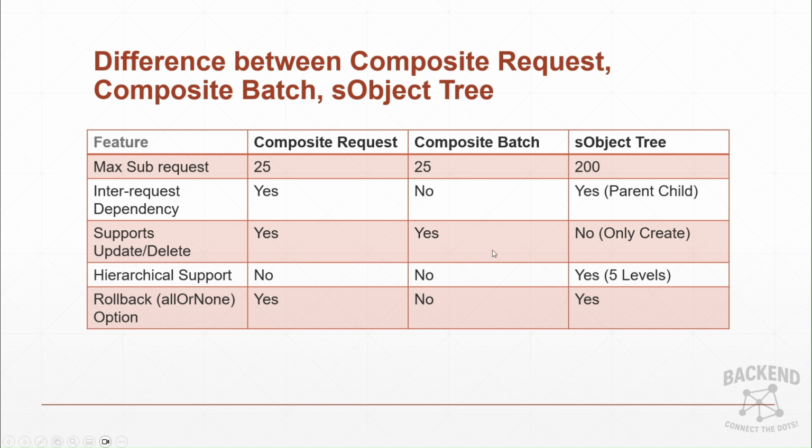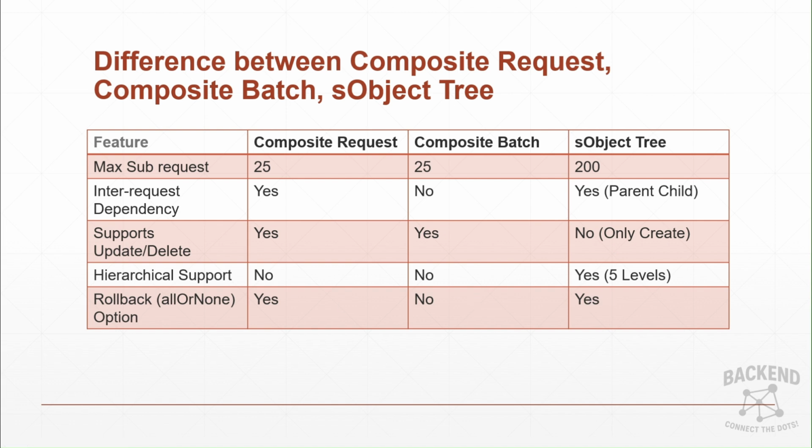All or none is available in the composite request. While sending the request, you can say that if one of them fails, revert all of them. The rollback option is available on the composite request. It is not available on the batch because the sub-requests are not dependent on each other, so you don't have it.